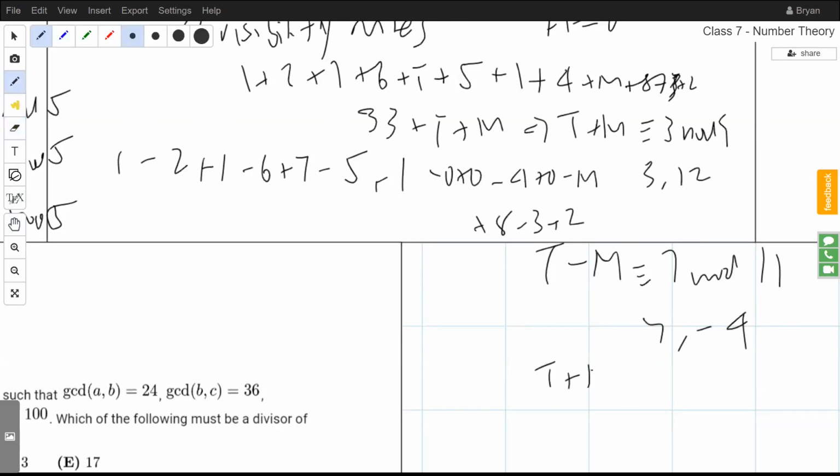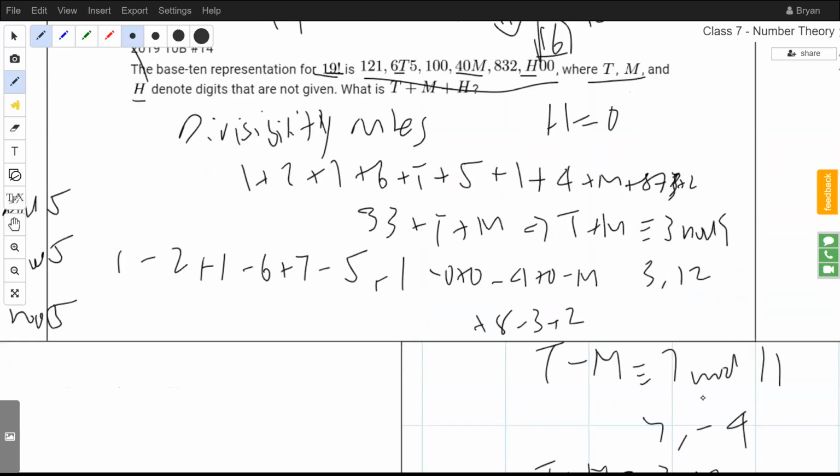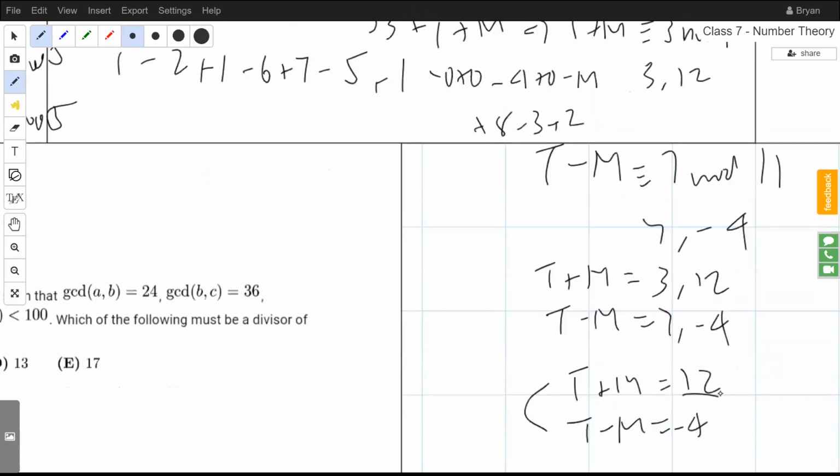So now we just have these two things, where t plus m is equal to 3 or 12, and t minus m is equal to 7 or negative 4. And so basically, there are only four cases that are possible, and the only one that actually works, if you check it, is t plus m equals 12, and t minus m equals negative 4, as this is the one that gives positive integer values of t and m, which are actually just 4 and 8. So you'll find that we only want t plus m plus h, which is just 12, plus 0 is 12. So we're done. Okay.